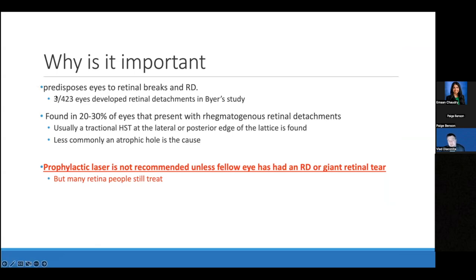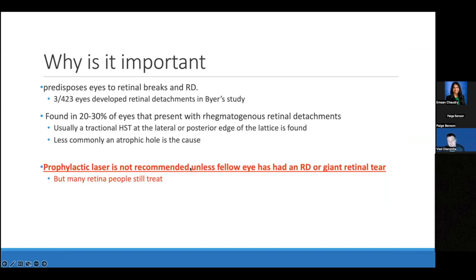So here's a good study where they proved that you don't have to do anything. 3 out of 423 eyes that were followed develop retinal detachment. That's less than you would think, right? However, the next part would disagree, and this is where people mess it up. In 20 to 30% of eyes that present with detachments, they have lattice. Well, great, but they miss the point here. So just remember kind of this slide. I think it's really important.